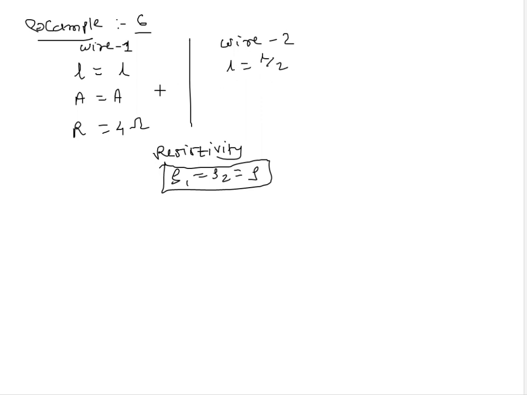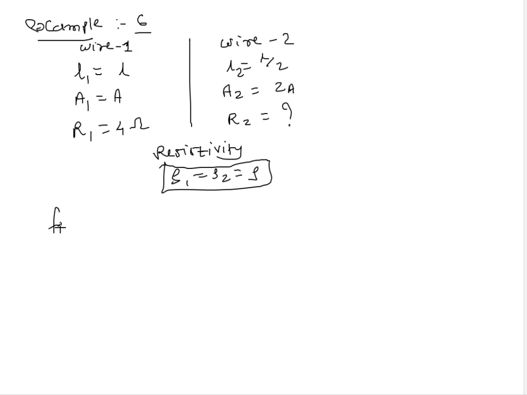One more thing: wire 1 and wire 2 have different parameters, so we denote them as L1, A1, R1 and L2, A2, R2. The next thing is the area of cross section. The area given for wire 2 is A2, which is equal to 2A. And we need to find the resistance for the second wire, that means R2, which is the question mark. So this is the data. Is the data clear to everyone? Okay, fine.